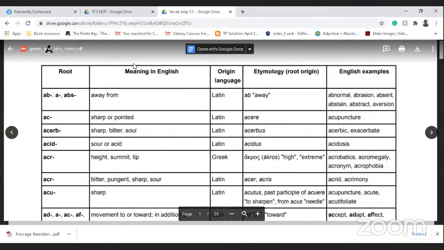ACERB, a verb. Okay. The meaning in English is sharp, bitter, or sour. These are the meanings that we have. Now you don't have to look at this.